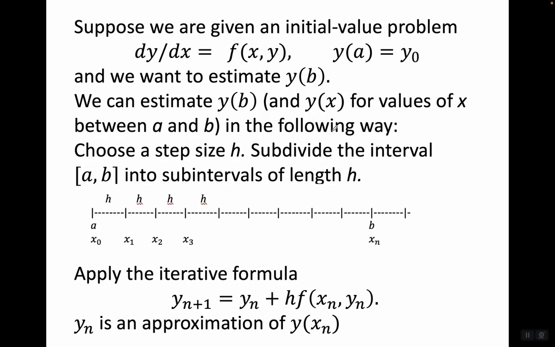Now we continue the process, let's say with the more general formula. Suppose we're given an initial value problem, dy/dx equals f of x, y, with y of a equals y0, and we want to estimate y of b. We can estimate y of b, and y of x for values of x between a and b, in the following way. Choose a step size h, and subdivide the interval a to b into subintervals of length h. So here we have a, here we have b, and we're going to subdivide this into subintervals of length h. Then we apply this iterative formula, y sub n plus 1 equals y sub n plus h times f of x sub n, y sub n. And again, y sub n is an approximation of y of x sub n.